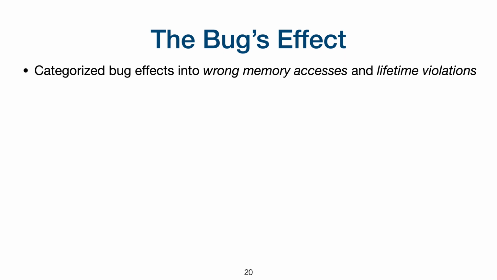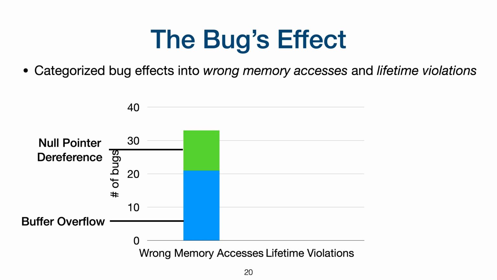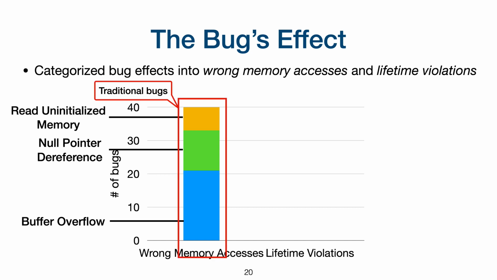Now that we understand how errors propagate, let's look at what effects our studied memory bugs have. We categorized them into raw memory accesses and lifetime violations. Raw memory accesses include buffer overflow, non-pointer dereference, and read uninitialized memory. These bugs are caused by traditional reasons, and it is promising to apply traditional bug detection tools on them.